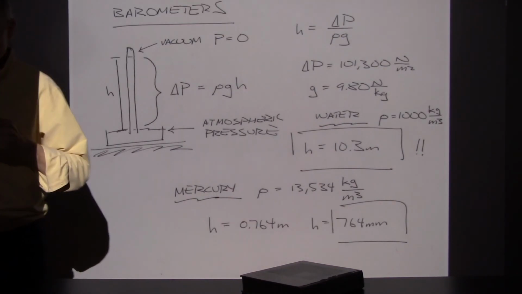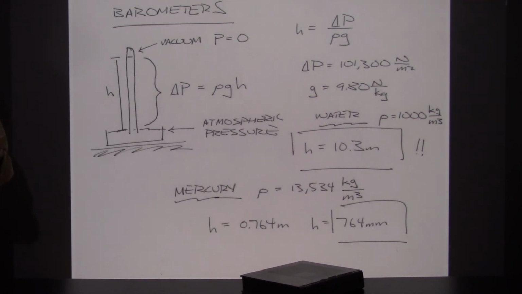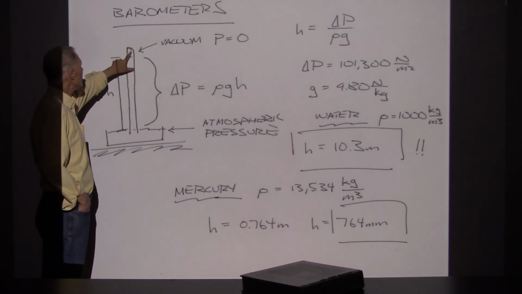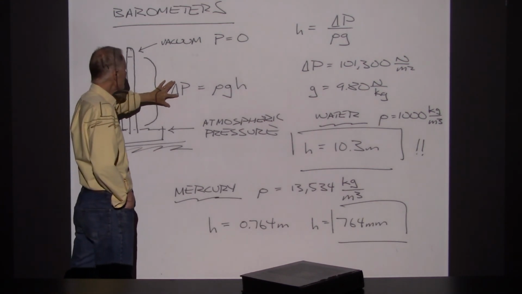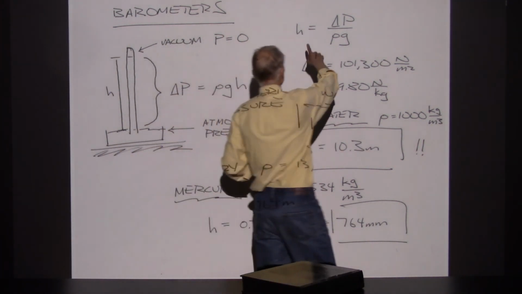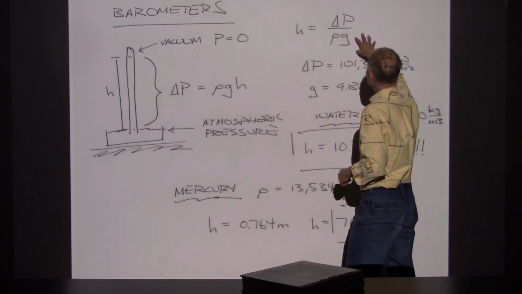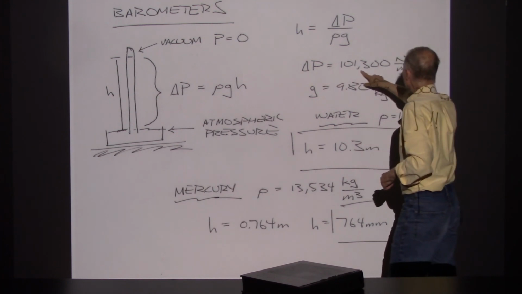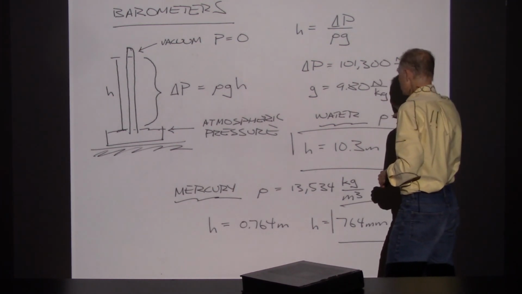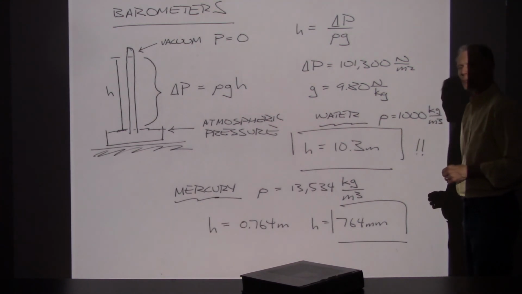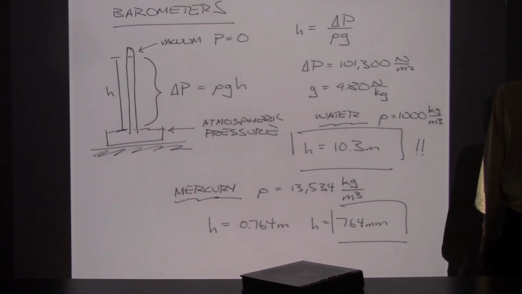Okay, and so let's see if we did the same thing with water. What if instead of using mercury in here, what if we used water? Again, there's a vacuum in here. The way the formula works is delta P is equal to density times g times h. That was what we've been looking at. So the height would be delta P over the density times the gravitational field. Now the pressure we're measuring is atmospheric pressure. Here's the gravitational field. The density of water is 1,000 kilograms per cubic meter, and that gives us a height of 10.3 meters. That's a really tall barometer.